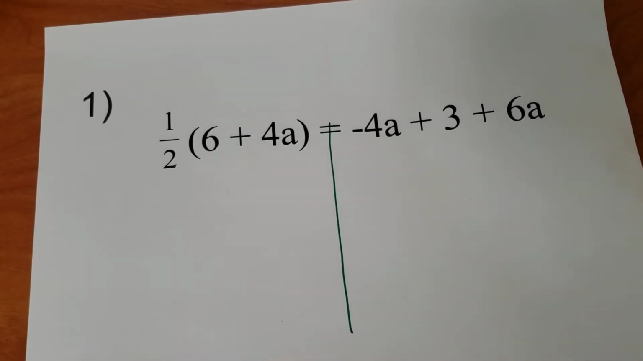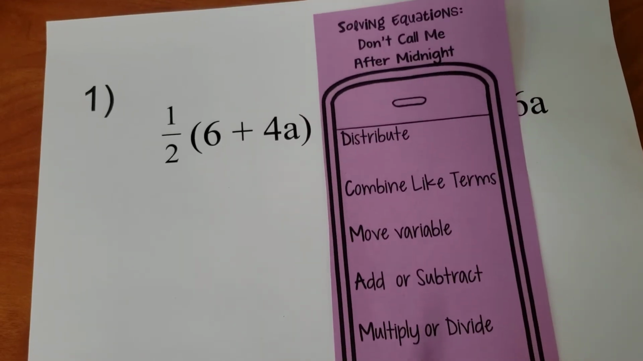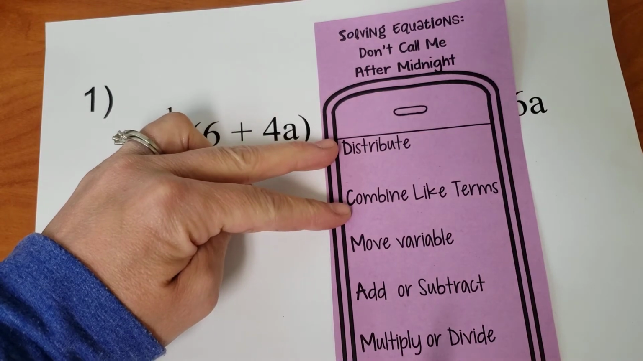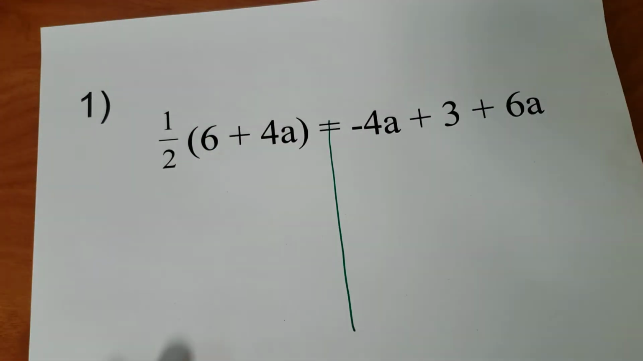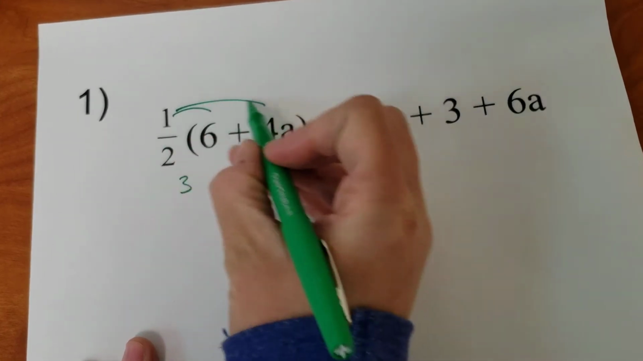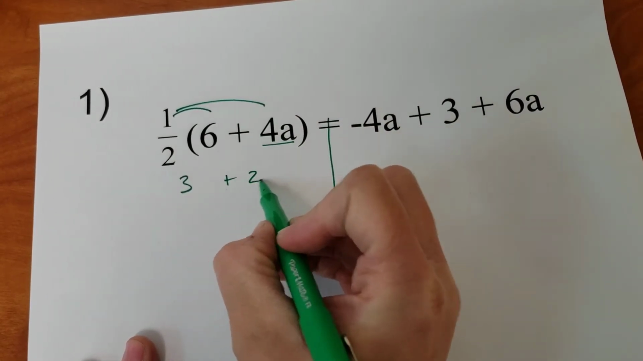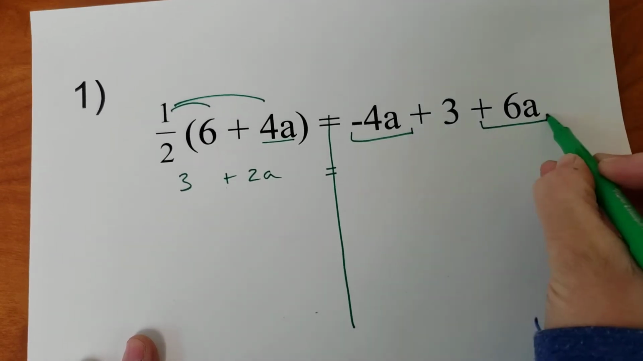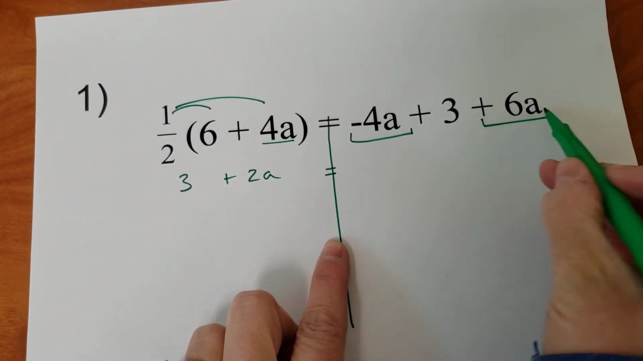Looks like we're going to have to distribute and combine like terms. So if you remember this mnemonic device, "Don't Call Me After Midnight," distribute and combine like terms have to happen first before we move the variable. So think half of 6, half of 4a. Over here, it looks like I'd have to combine like terms. -4a plus 6a.